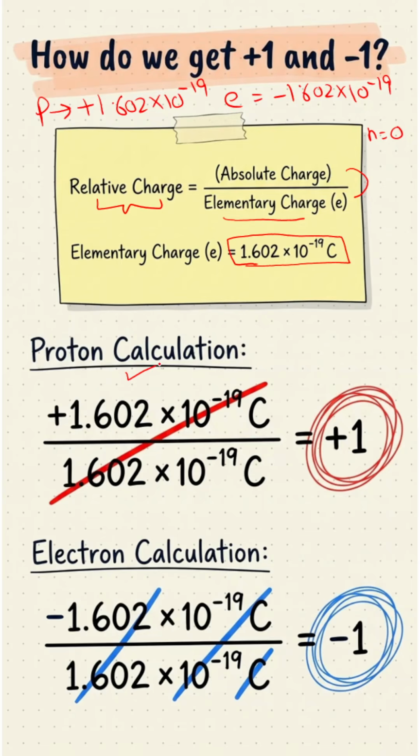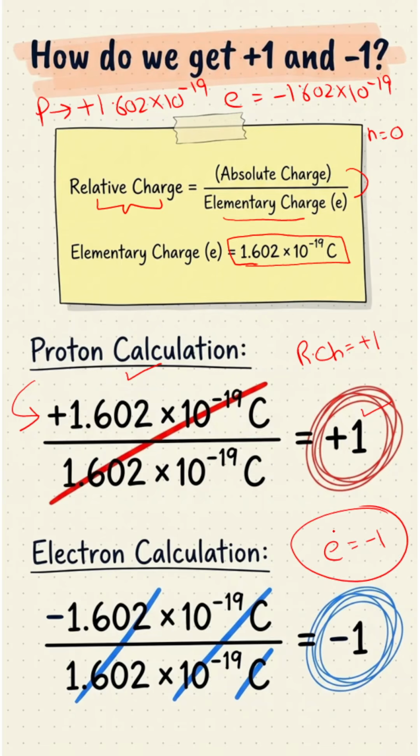The proton calculation. The actual charge is plus 1.602 into 10 raised to power minus 19. You can divide it with the elementary charge, and when you divide it with the elementary charge, you will get the answer of the plus 1. So the relative charge for the proton is plus 1, while in the case of the electron, as you can see, both have the same magnitude but with only the opposite sign. So when you divide its absolute charge with the elementary charge, you will get the answer of the minus 1. So basically the relative charge for the proton is plus 1, but for the electron it is minus 1.